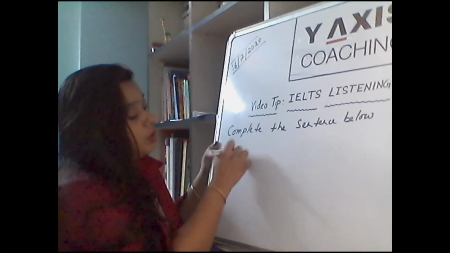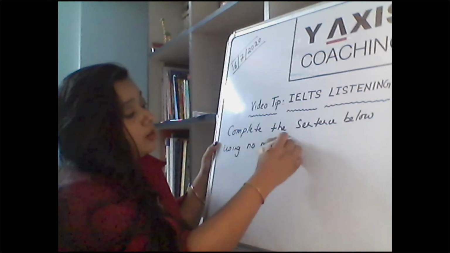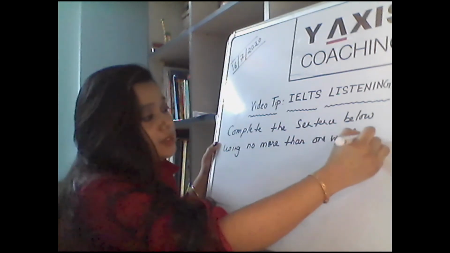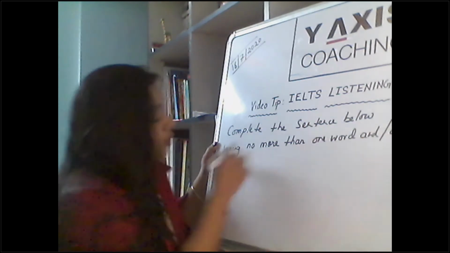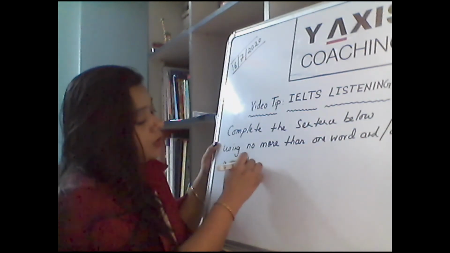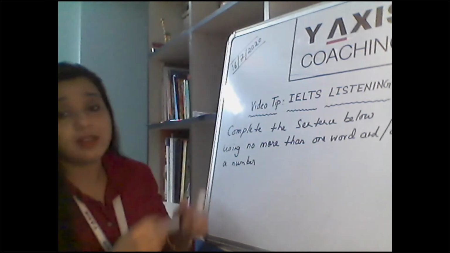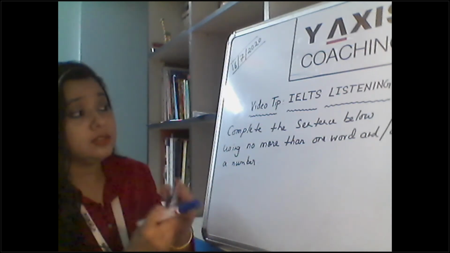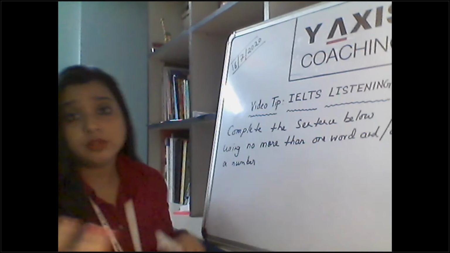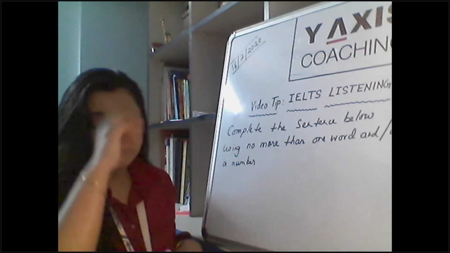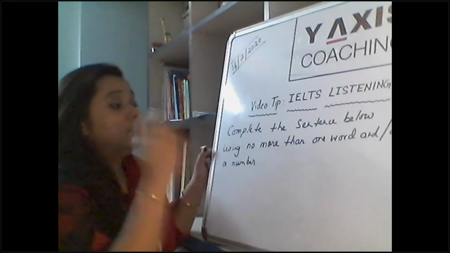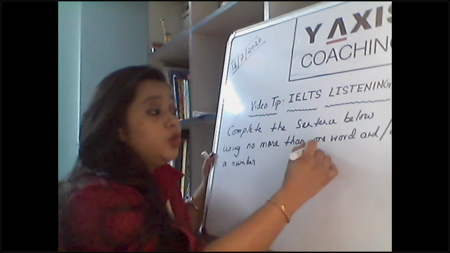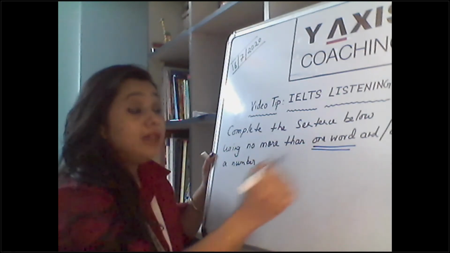using no more than one word and slash or a number. So when you read the question task, you understand that you have to complete the sentence, of course, with words extracted from the track, but the answer cannot have more than one word. So that's why it's written no more than one word and slash or a number.